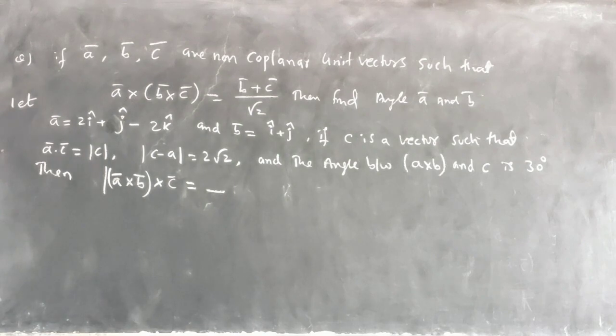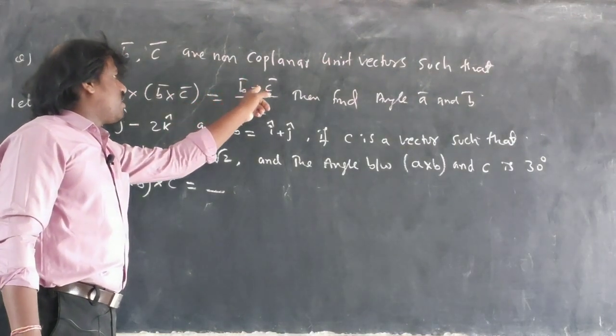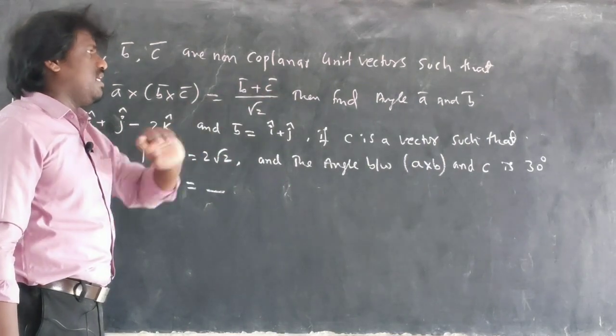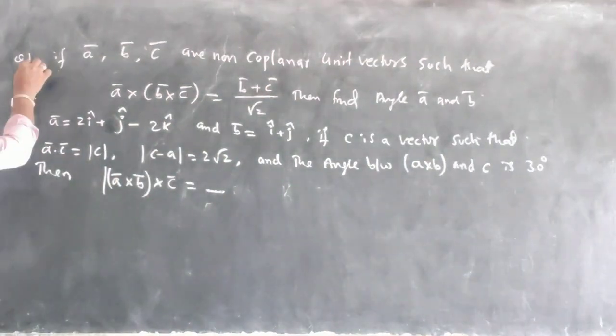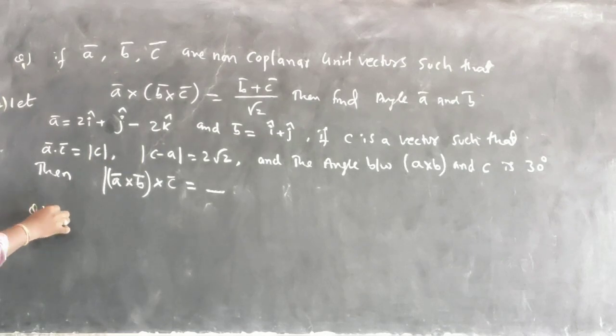If A, B, C are non-coplanar unit vectors such that A cross B cross C is equal to B vector plus C vector upon root 2, then find the angle between A and B. So I am solving the first question now, the second question later. The first question solution follows.